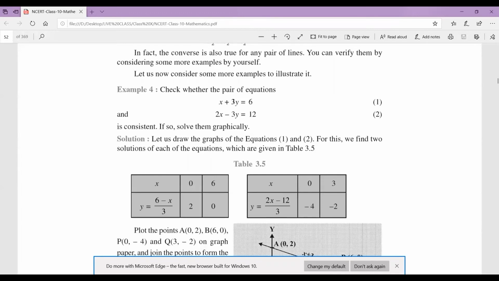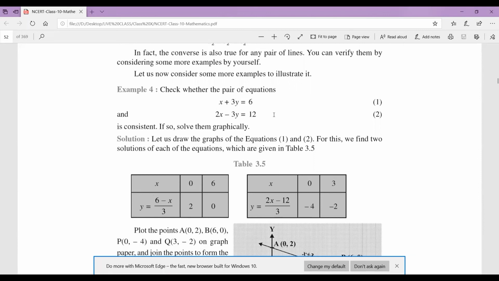Here we have already been given the equations. If you have to check the consistency, you just have to check whether a1 by a2 is equal to b1 by b2 or not. You can see here a1 by a2 is not equal to b1 by b2, because a1 by a2 is 1 by 2, right? And b1 by b2 is 3 by -3, which is equal to -1. So both are not equal.